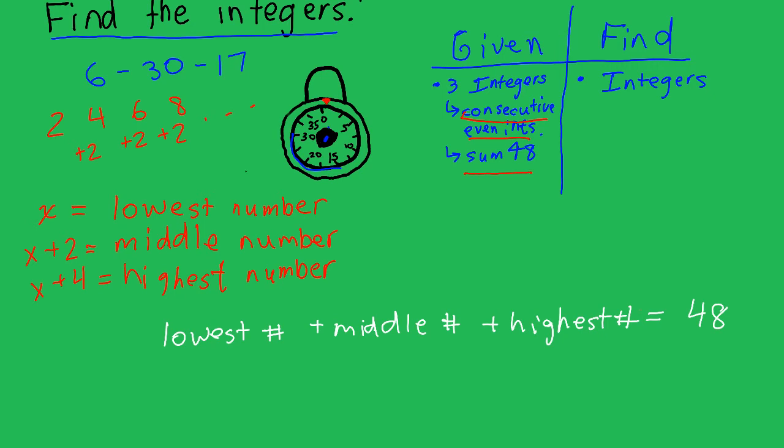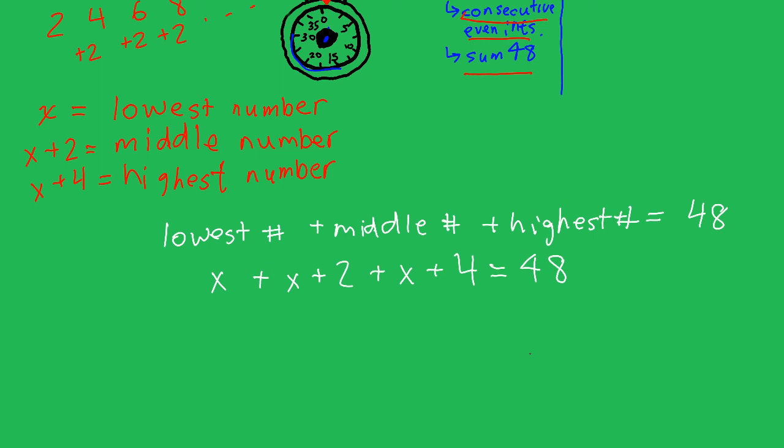And so if you notice, we've got variables that we defined for each of those, so we can just substitute them in. So the lowest number is going to be x, the middle number is going to be x plus 2, and the highest number is x plus 4 equals 48. So that's our equation there, and now we've got to solve for x.